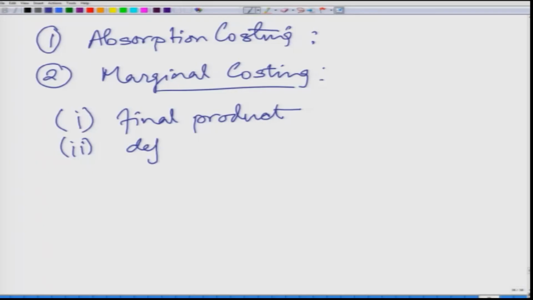Number 2 is define cost centers, that is, which are the different cost elements, which are the different cost centers contributing to my total cost. The third is assign inputs to cost centers, assign inputs.